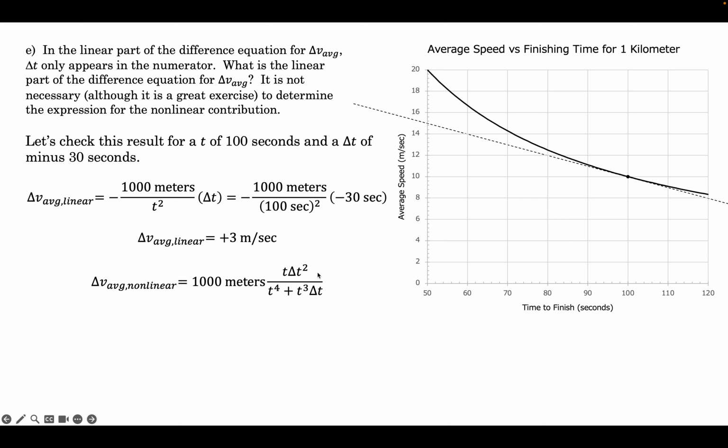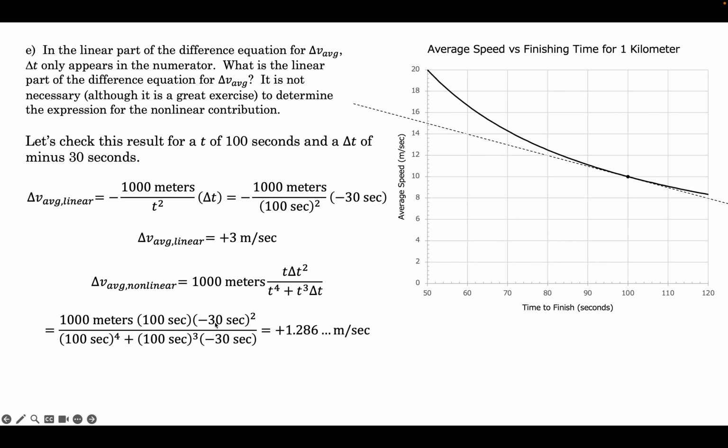The nonlinear part, there's our equation, and we can substitute all the numbers in. Our delta t is minus 30, our t is 100, and we get 1.286. Delta V average, the change, is linear plus nonlinear, which is 4.128. So our average speed went up by 4.128 meters per second. Here is delta V average linear part along the line, that's 3 meters per second. Here is delta V average nonlinear, that's 1.286 meters per second, and the total delta V average is 4.128.